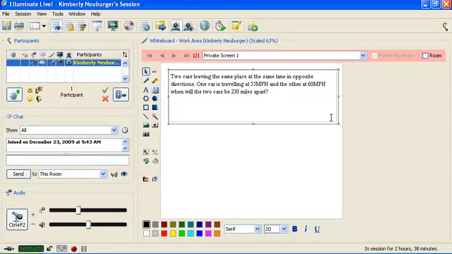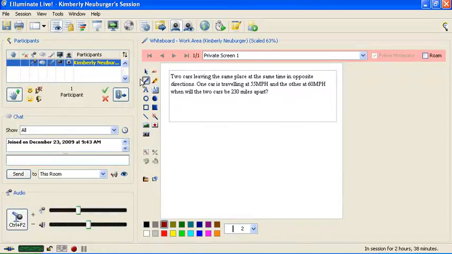Now, for this particular problem, we are going to be using a certain formula. And that formula is your distance formula, which is distance equals rate times time. Now, a picture of this situation is going to help us set this problem up. Now, we're going to assume there's no stoplights or stop signs or anything, so they're going to be able to just continue driving at that rate for as long as it takes to be 230 miles apart. So let's set up a picture for this situation.